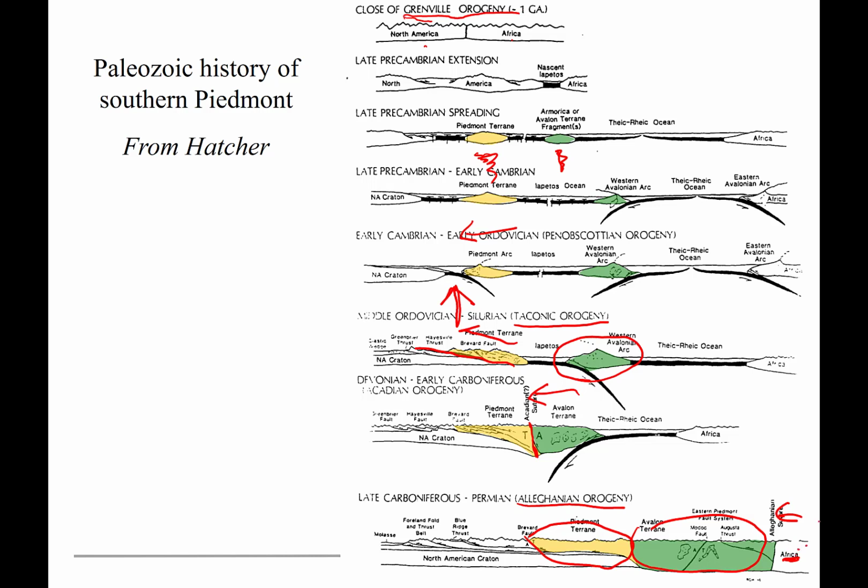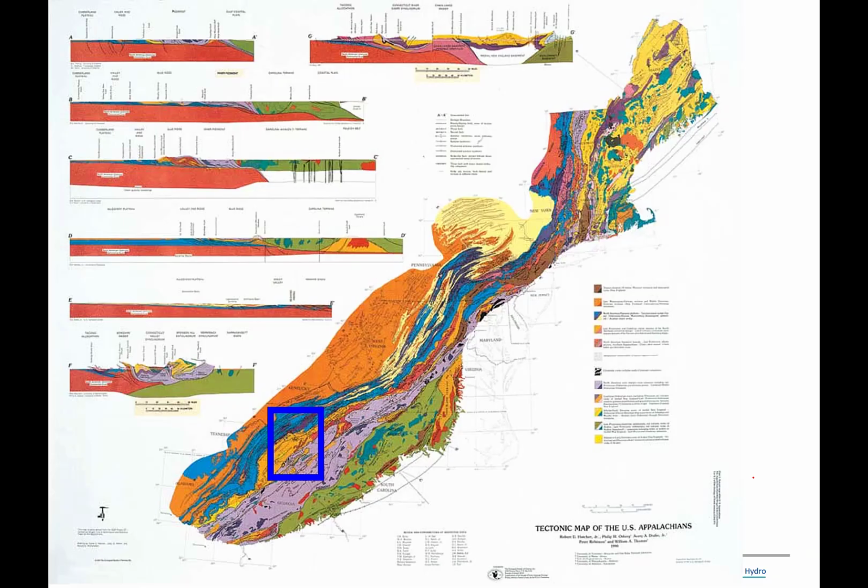And of course, this will change. There'll be a spreading center that forms during the Mesozoic, and Africa will move back out, but it leaves behind these guys that form the Piedmont terrane.